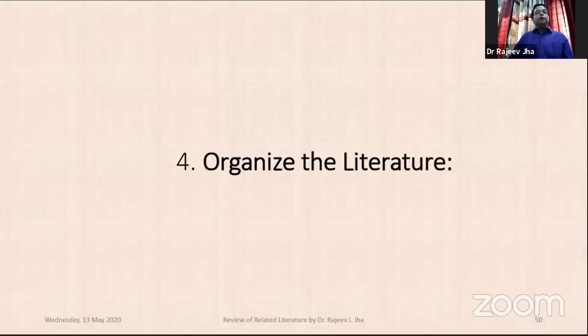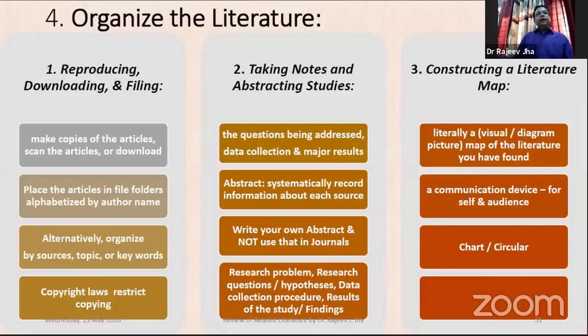Very important, how to organize the literature. So here I will tell you about the three aspects of organizing the literature. Reproducing, downloading, and filing is the first and important step. Second is taking notes and abstracting studies. And third is constructing a literature map.